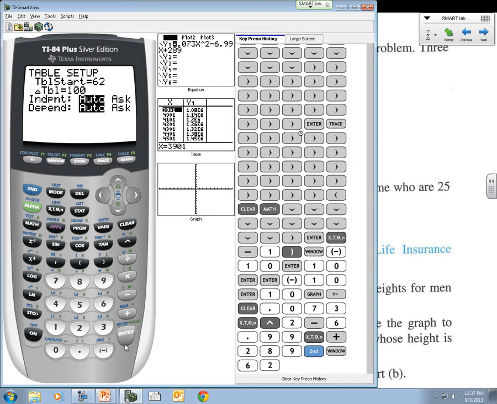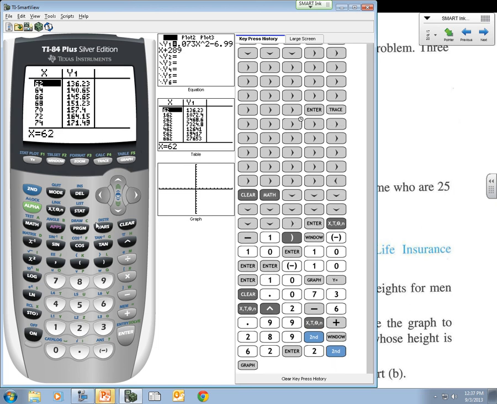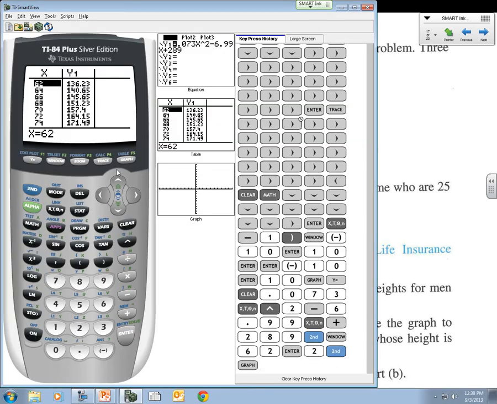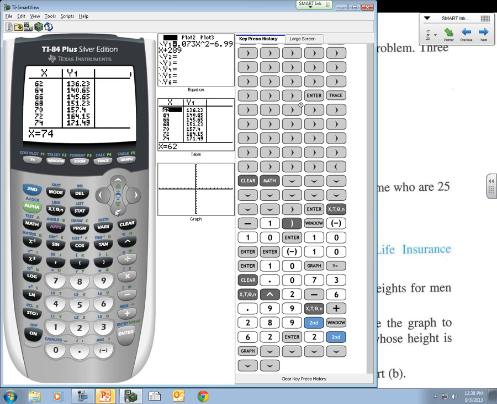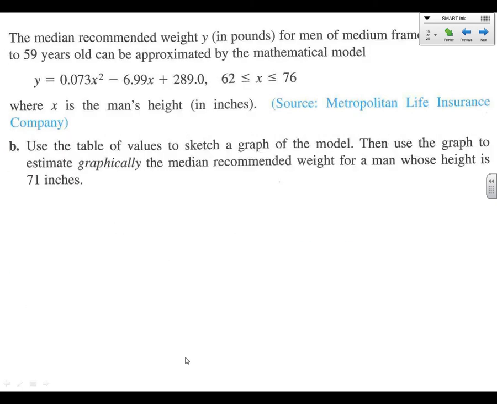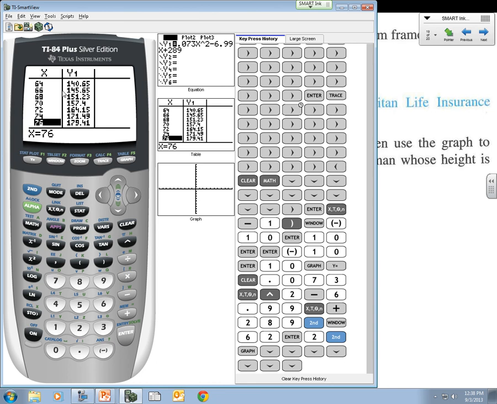So the delta here stands for change. We want to change by 2's. All right, so let's go to our table, second graph, and boom, there's our answers. 62, 64, 66, 68, all the way down to 70. Oh, 76, we'd have to press down until we got it. How about if we use the table of values to sketch a graph? We already have this set up, so we could plot these out and connect them nicely, right?